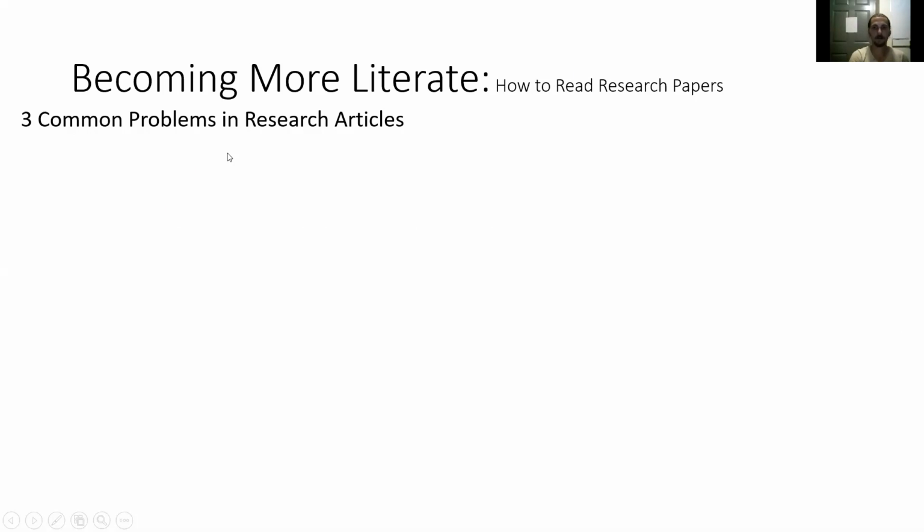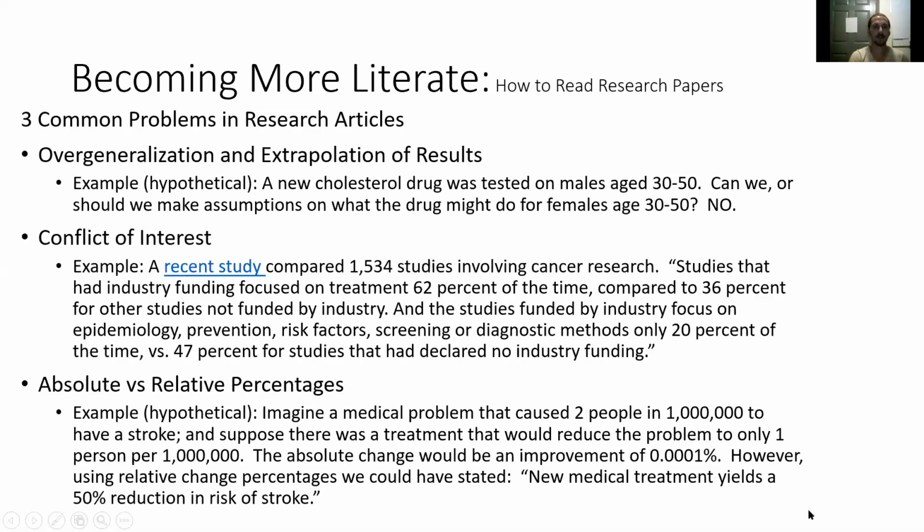All right, I got 3 points to talk about for research articles in general, because again, nobody's perfect, including the human researchers who are writing these articles. And there's all kinds of things that we can appreciate that can happen. There are overgeneralizations or extrapolations. This is a hypothetical. However, this is a very common issue throughout the history of medical research.